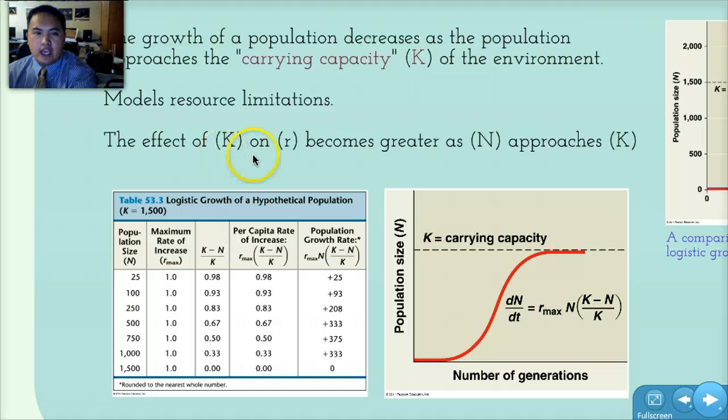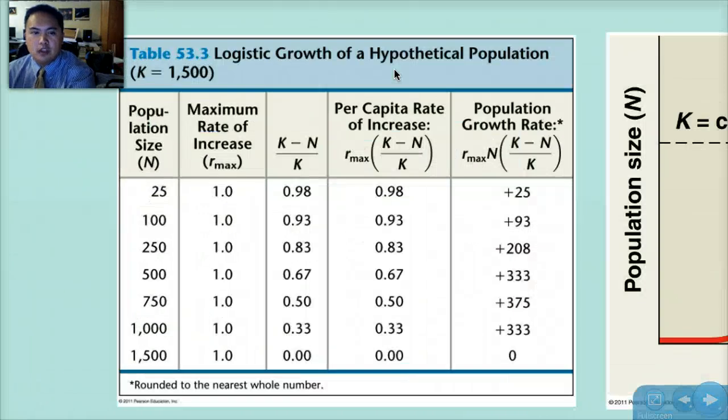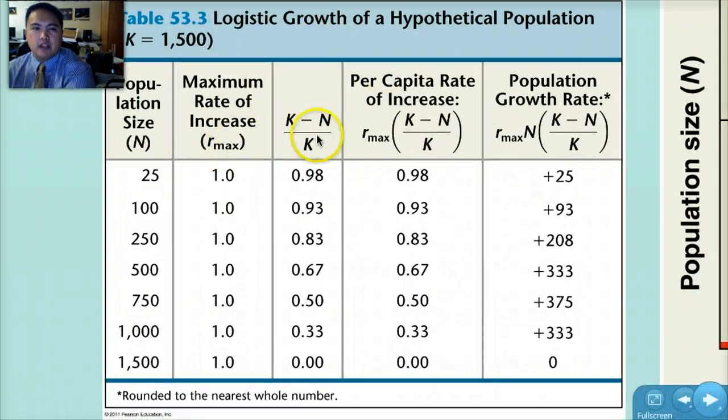The effect of K on r becomes greater as the number of individuals in the population approaches that carrying capacity. Some of you may not understand what carrying capacity is. It really just means how many organisms one area can hold. So here's a logistic growth example. It's a complicated table, we can go over it in class if you want. But say, for example, here's the population size: 25, 100, 250, whatever. And let's assume that the carrying capacity is 1,500. Let's just say the rate of increase is the same, 1.